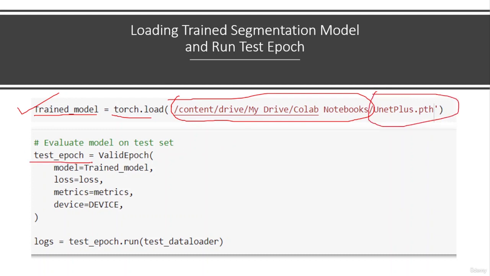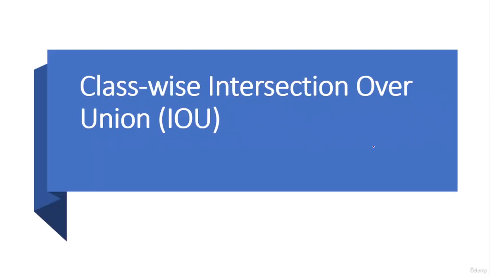Then we will define the test epoch. Test epoch is equal to validation epoch, and here you can see model is equal to trained model that we have trained and just loaded from the Google Drive. We have passed the loss function, the metrics and device, and then we have run this test epoch and passed the test data loader. You will also calculate the class-wise intersection over union. For each class in our dataset, you will be able to calculate the intersection over union score.